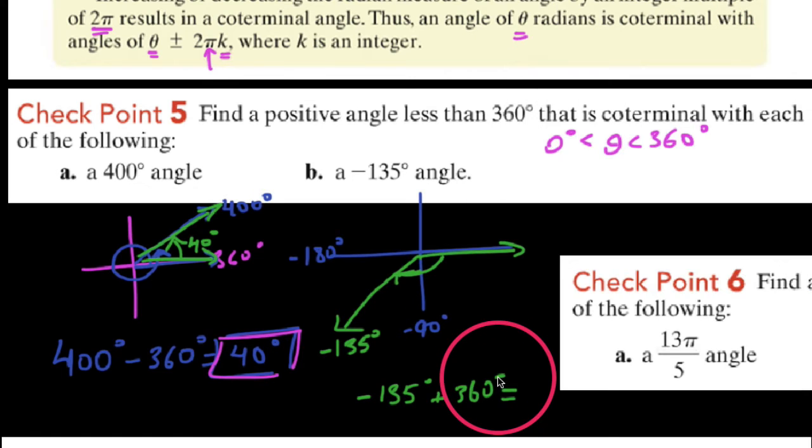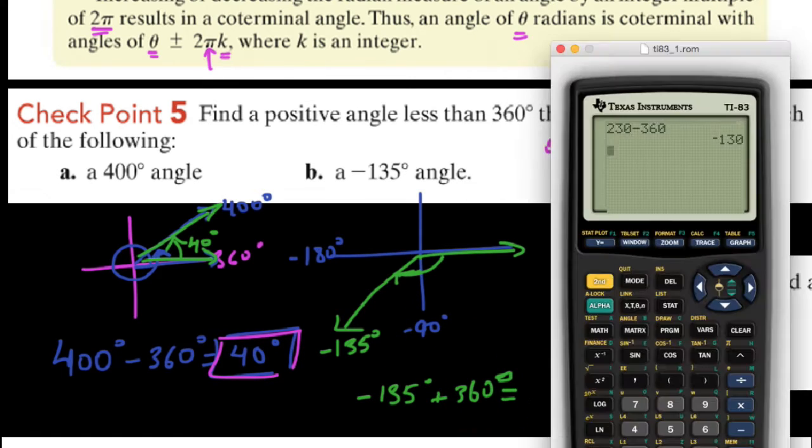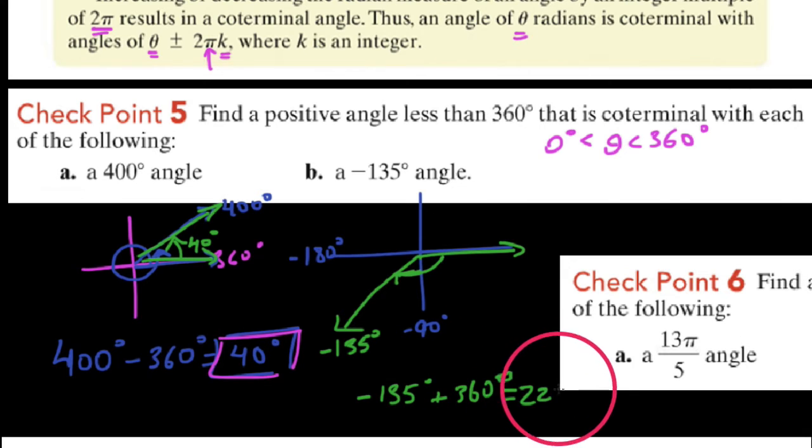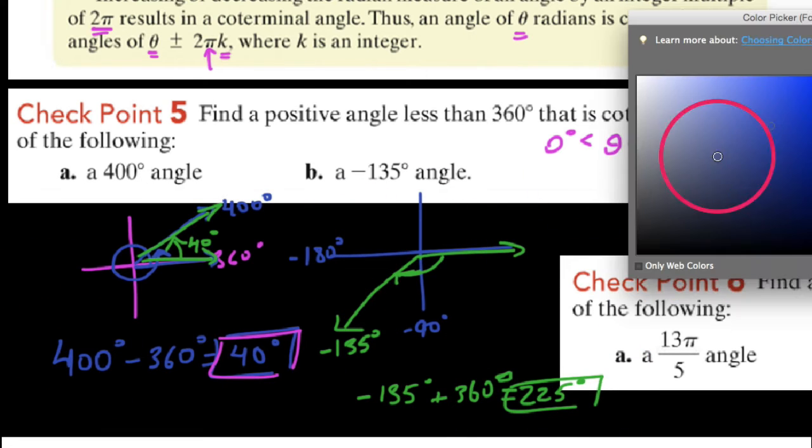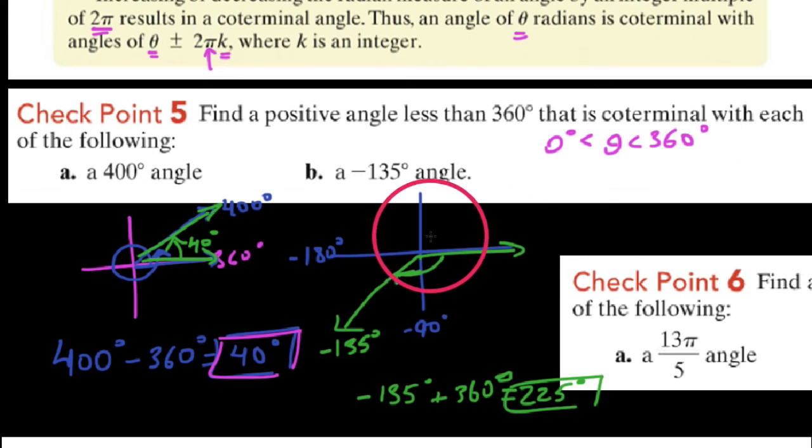We take the negative 135 that we were given and just add on multiples of 360, and we shouldn't have to add on very many. Adding on just one 360 degree angle gives us a 225-degree angle. So here's our coterminal angle. If I were to sketch a 225-degree angle in standard position, it would start on the positive x-axis and rotate counterclockwise 225 degrees, which would be 45 degrees past our 180 here. So you can see that these two angles terminate in the same place.